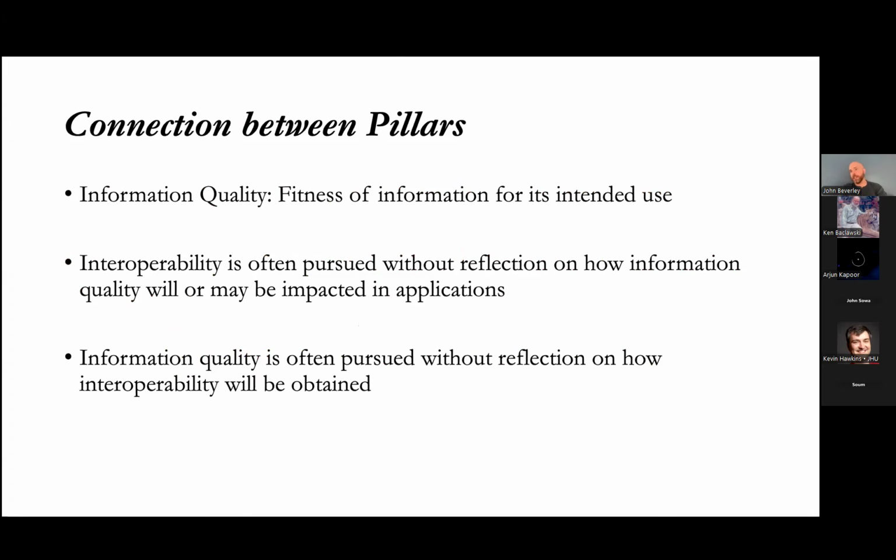We see all the bad data. We know data is bad. How do you improve it? There are various strategies to improve information out there in the world. We're trying to use semantic technologies and integration logic to help improve the data. And we have to do these things together. If interoperability is pursued without reflection on how information quality will or may be impacted, then we're going to have trouble improving data quality downstream, and vice versa.